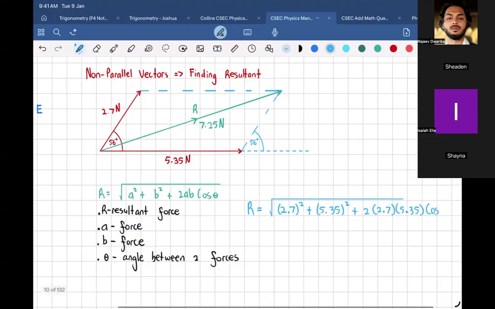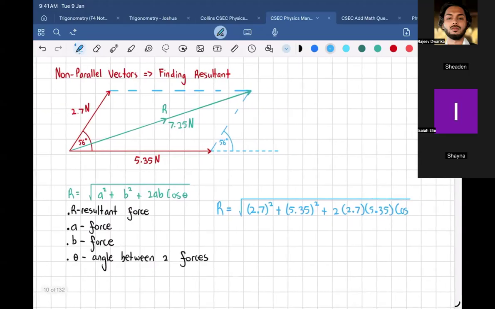And what is the angle between the two forces, Shana? What is the angle between the two forces? 56. Right. So I want you all to plug that into the calculator, and you know what you're supposed to get. We're expecting to get something close to 7.25, right? If you have a Sharp, good luck. If you have a Casio, real easy. Just to confirm, everybody here has a Casio, right? Yes, sir. And Isaiah, you have a Casio, right? Okay, nice.